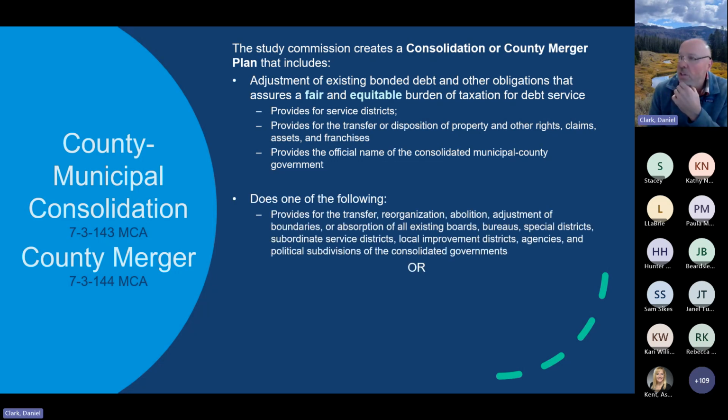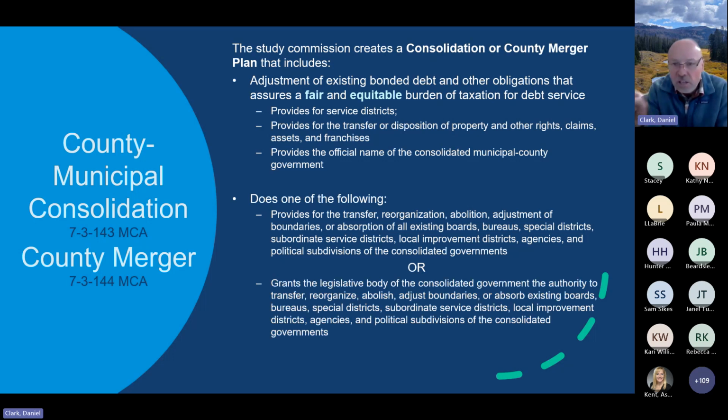It does one of the following, and you have to do one or the other. Either the study commission will figure a lot of these things out: the transfer, reorganization, abolishment, adjustment of boundaries, all that stuff. So the study commission can do that, or they can kick it over to the legislative body. So rather than the questions being answered and the problems being resolved by the study commission in that short amount of time, they can make the proposal saying, we're proposing this change, and then we're expecting the new government that's created to do all the details for us. I think that's what that's saying. So it's not for the faint of heart. There's some complexity to it. And that's why God created lawyers and law schools and the local government center.